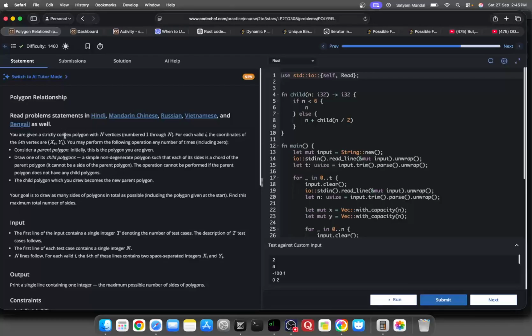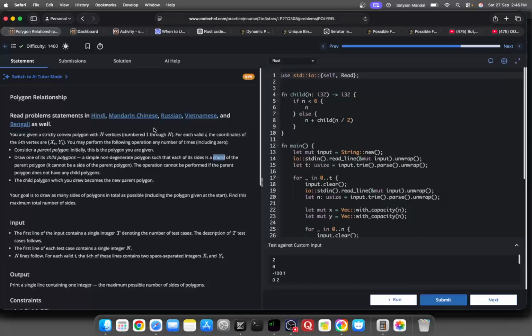So you are given a strictly convex polygon with n vertices. For each i, the coordinates of the ith vertex are x of i and y of i. You may perform the following operation any number of times, including 0. Consider the parent polygon; initially this is the polygon given to us. Draw one of its child polygons, a simple non-degenerate polygon such that each of its sides is a chord of the parent polygon.